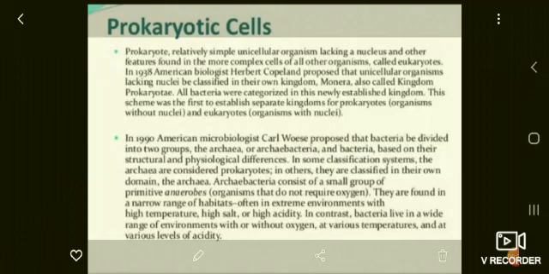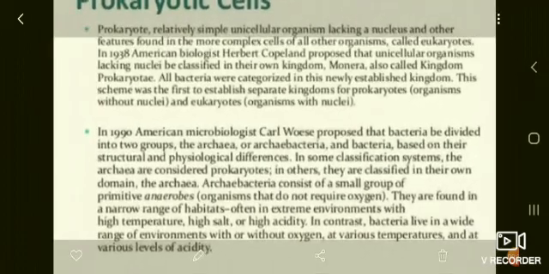In 1938, the American biologist Herbert Copeland proposed that unicellular organisms lacking nuclei will be classified into their own kingdom, that is Monera, also called kingdom prokaryotes. All bacteria are categorized in this newly established kingdom. This scheme was first to establish separate kingdom for prokaryotes, that is the organisms without nuclei. Whereas in case of eukaryotes, organisms with nuclei.